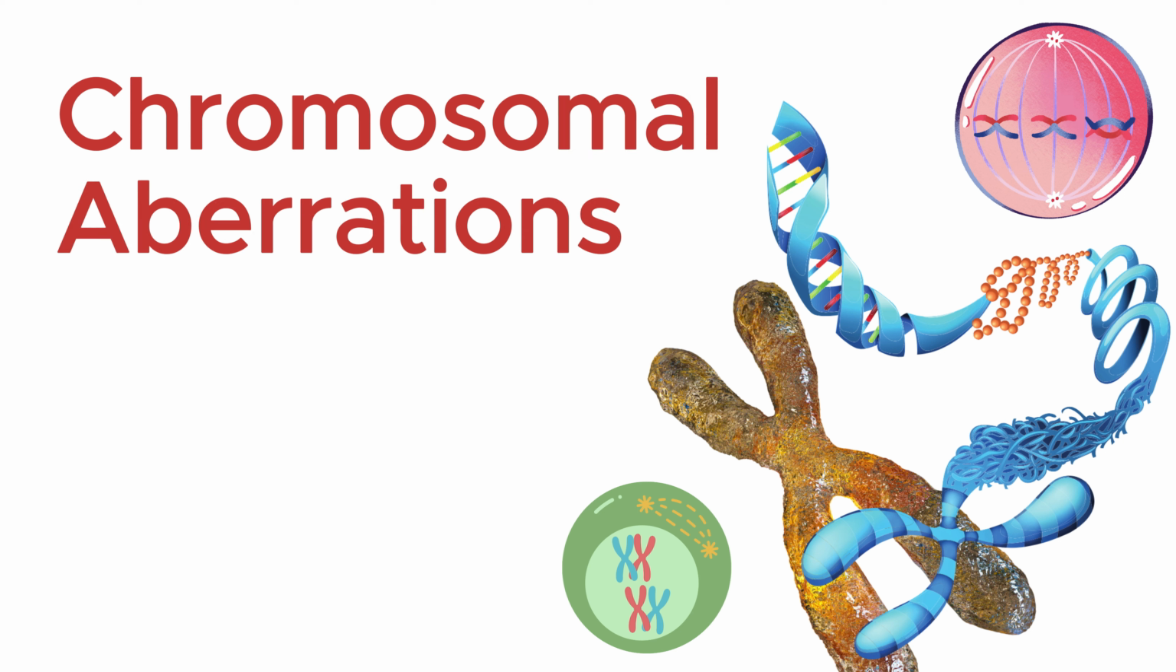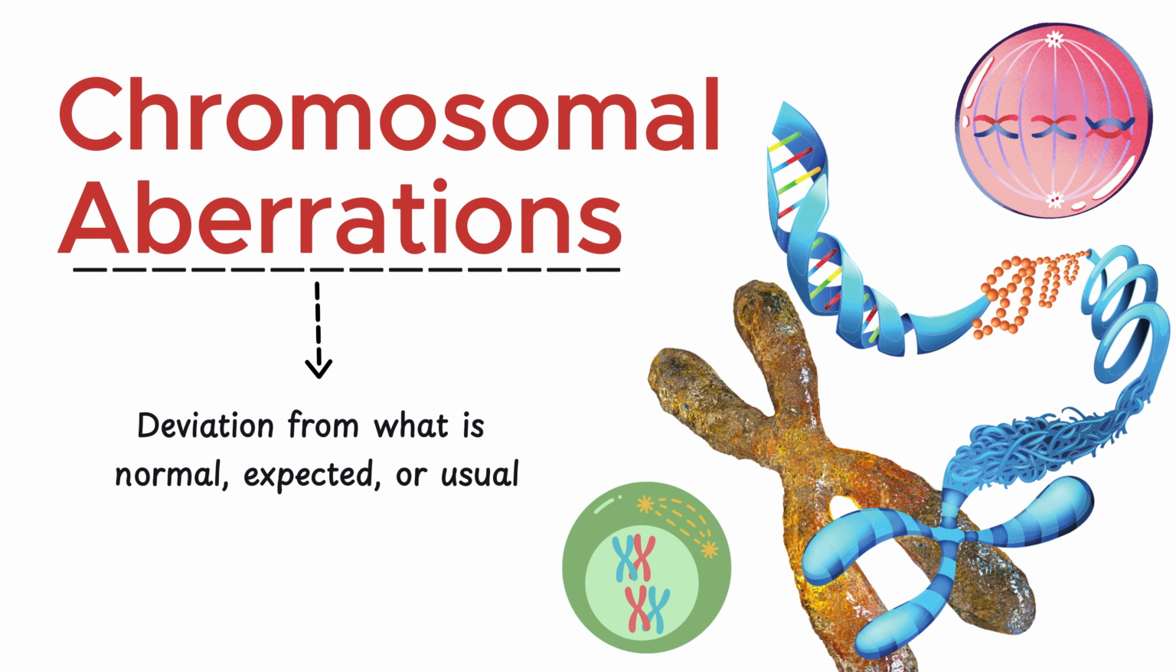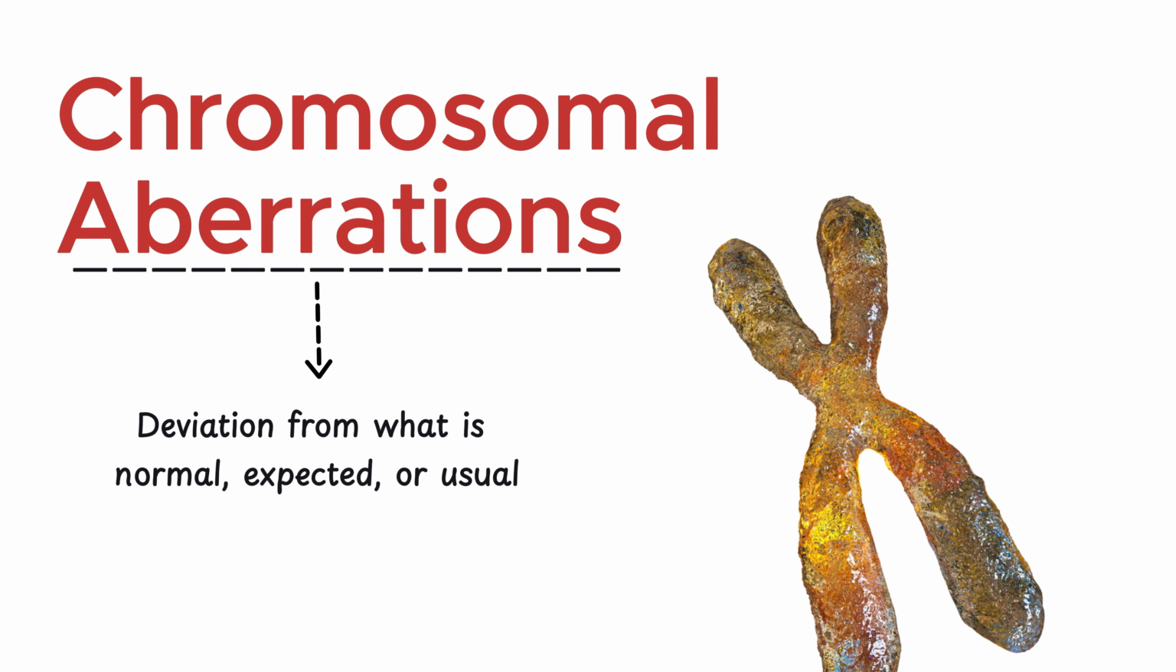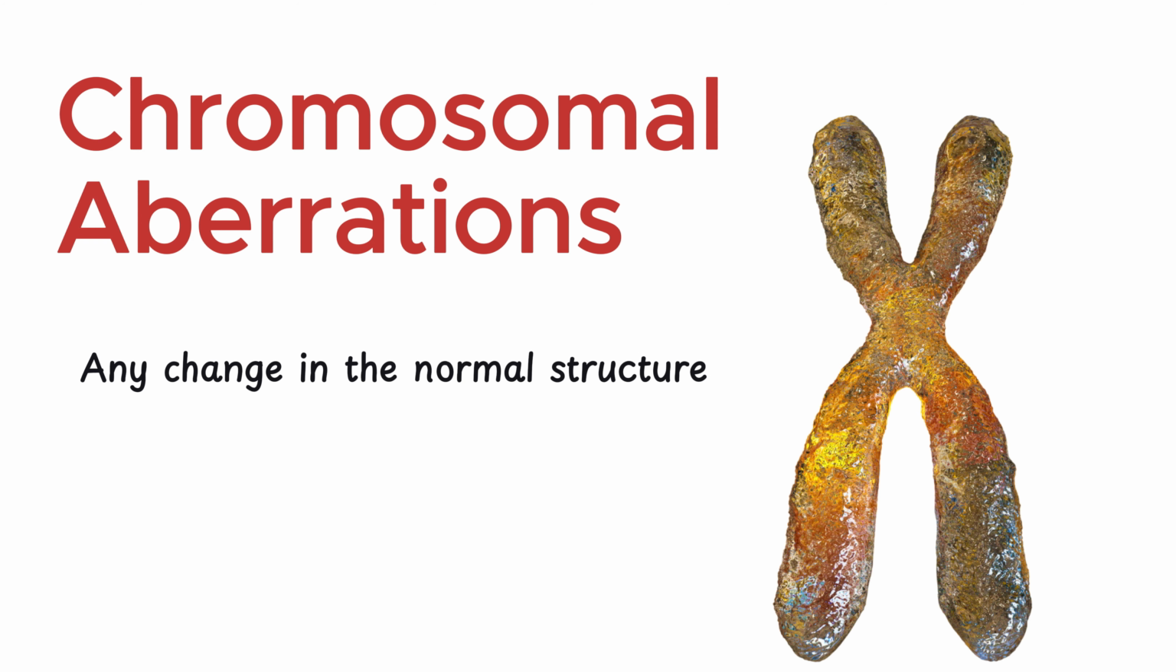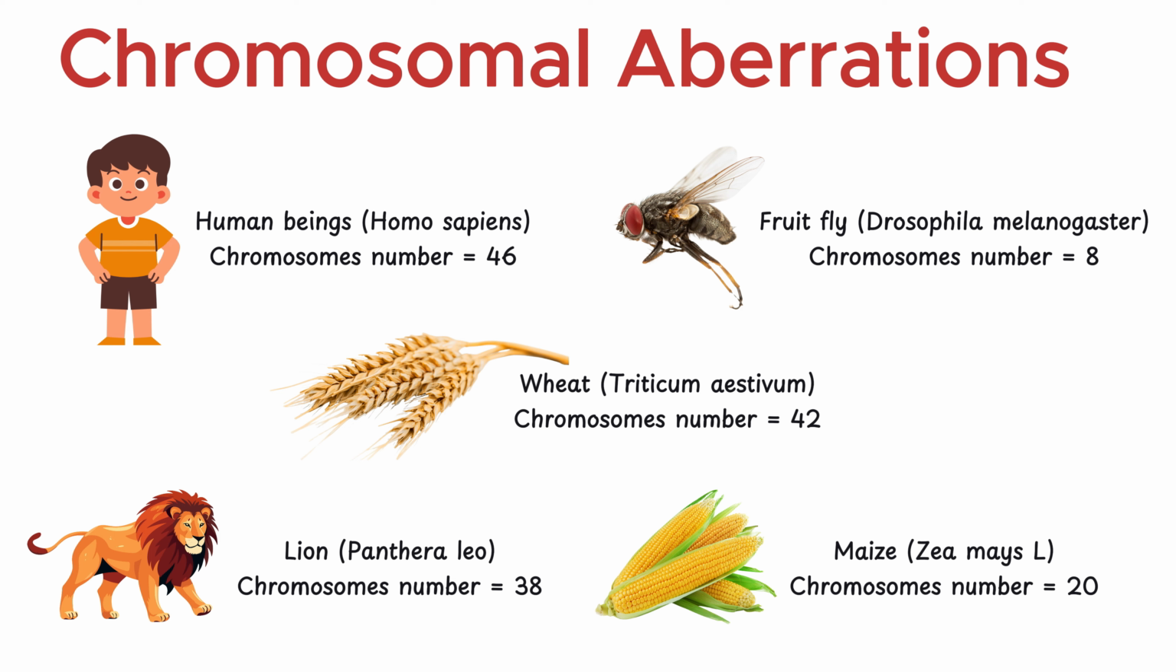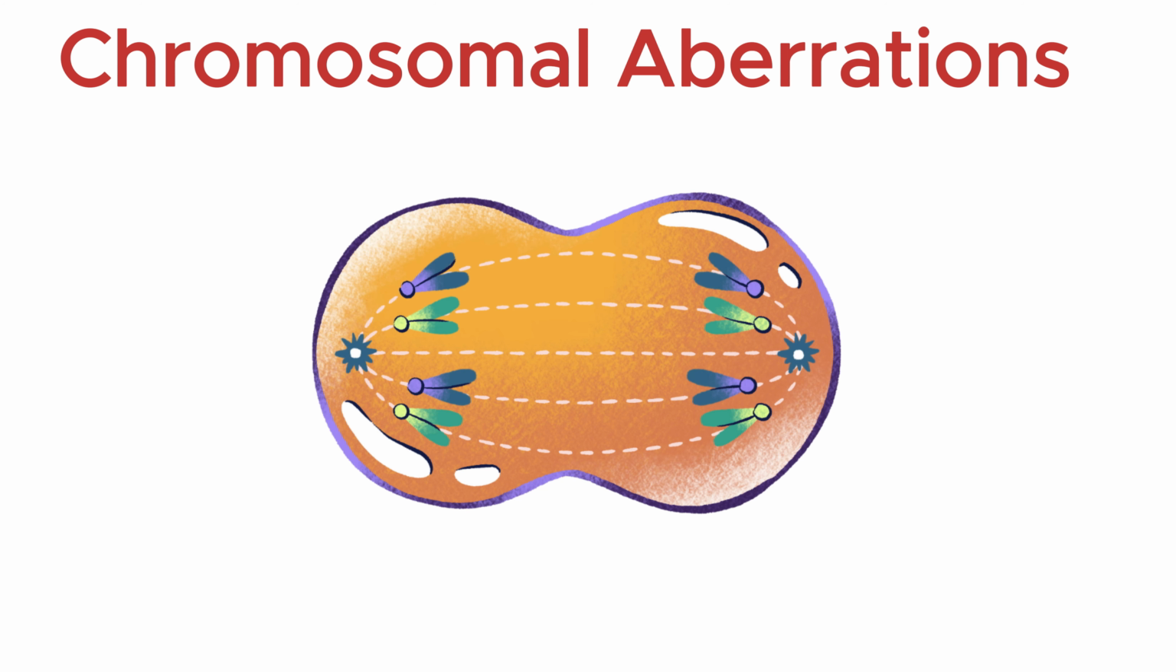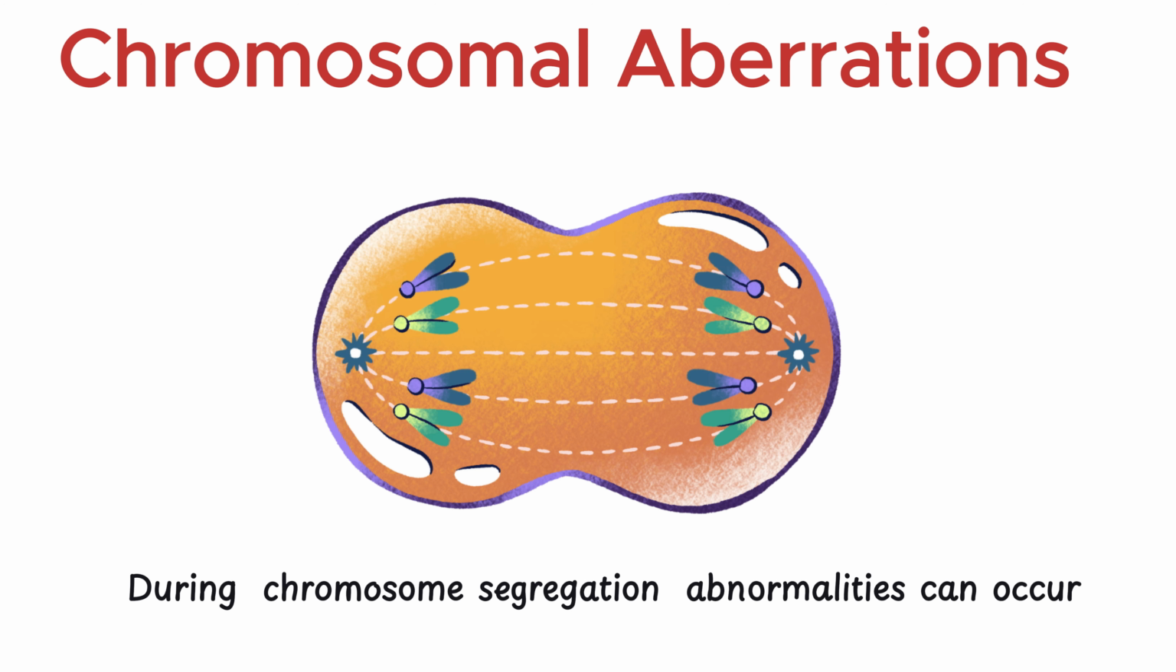In today's video, we'll be discussing chromosomal aberrations. The word aberration means a deviation from what is normal, expected, or usual. In biological terms, it refers to any change in the normal structure or number of chromosomes. Each species has a specific number of chromosomes. Most higher organisms are diploid, meaning they carry two sets of chromosomes, one inherited from the father and the other from the mother. Sometimes, during cell division, especially during chromosome segregation, abnormalities can occur. These are known as chromosomal aberrations.